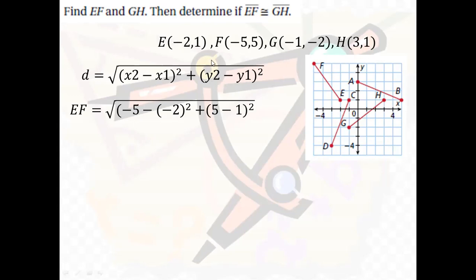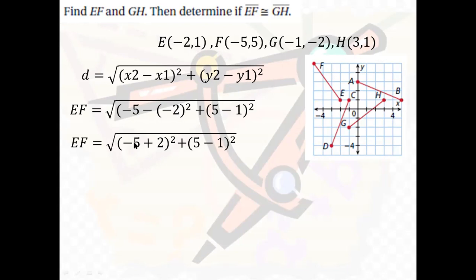Square plus y2, that is 5, minus y1 is 1, whole square. Before we do anything, we need to first get rid of these two negatives. Negative into negative will give us a positive. If you wonder how that is possible, there is always an invisible 1. So negative 1 multiplied by negative 2 will give you a positive 2.